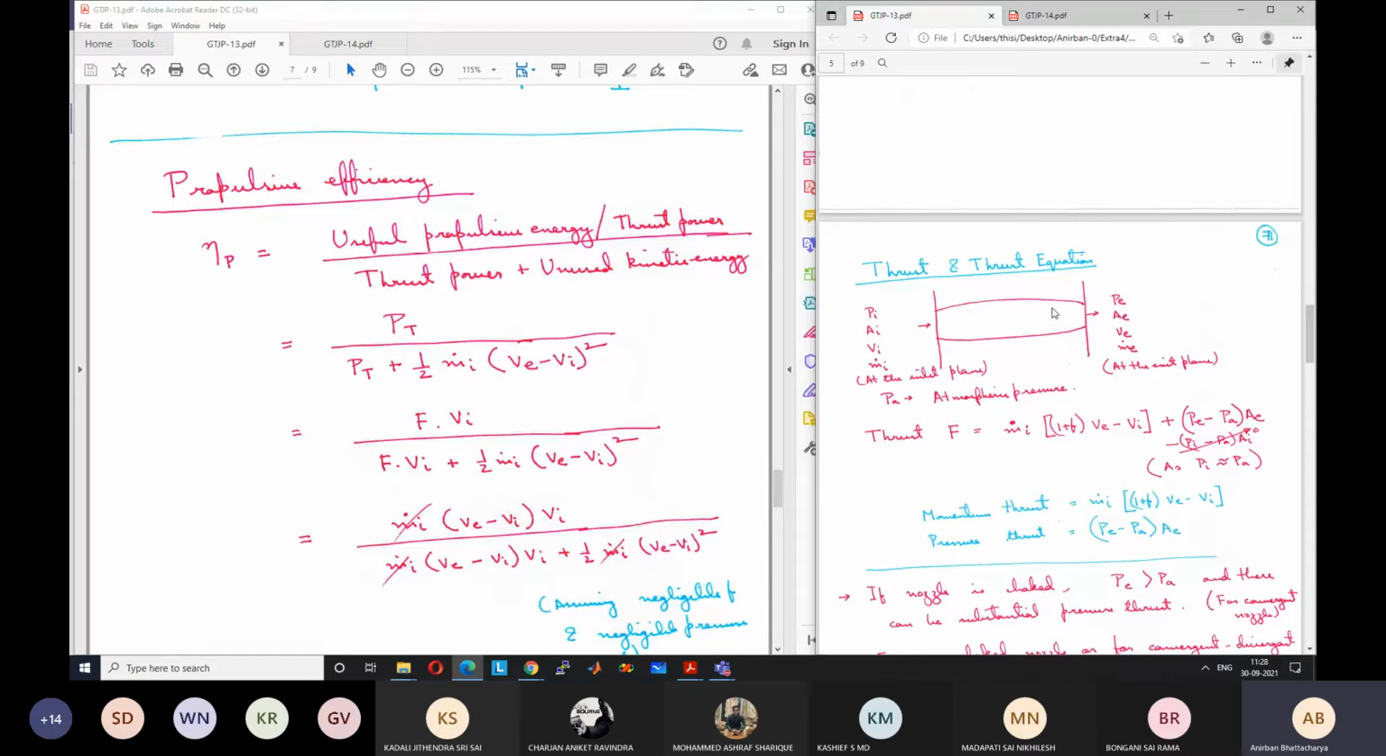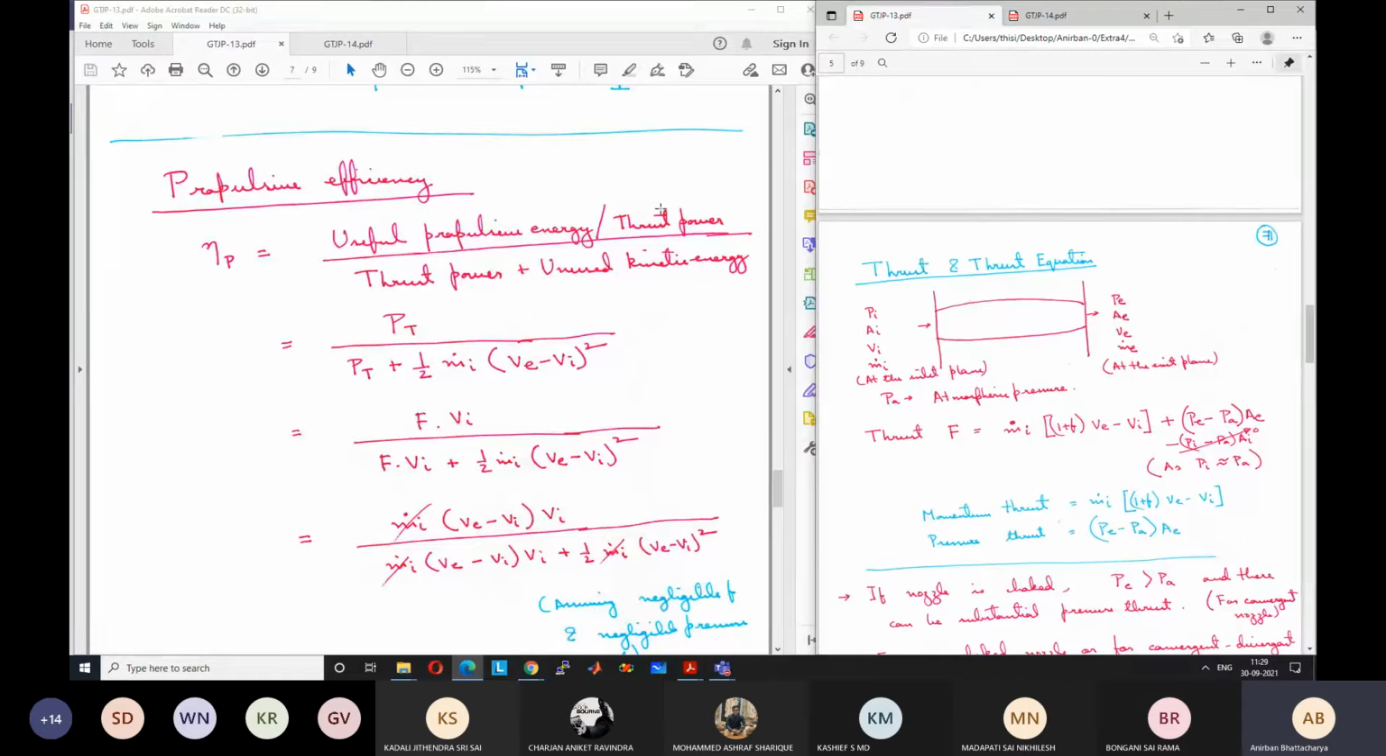But in that case, some energy is lost, which means that the entire energy which was available cannot be used up for moving the aircraft forward. So only a certain part of energy is used properly for moving the aircraft forward, and this is known as useful propulsive energy or thrust power. This is the power which is used up for moving the aircraft forward. So this is like the useful part of the energy that is generated by the engine.